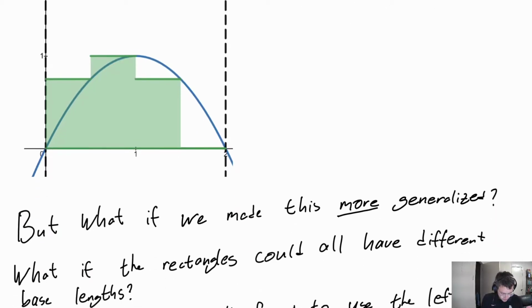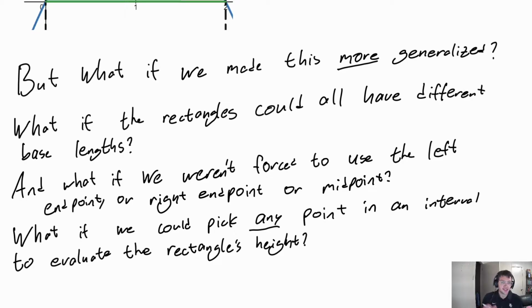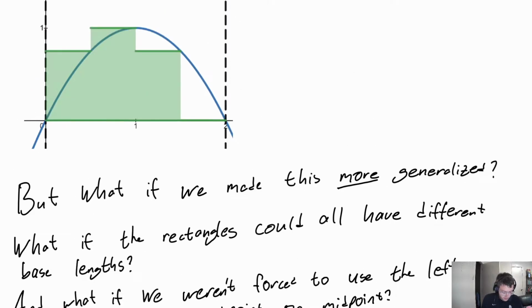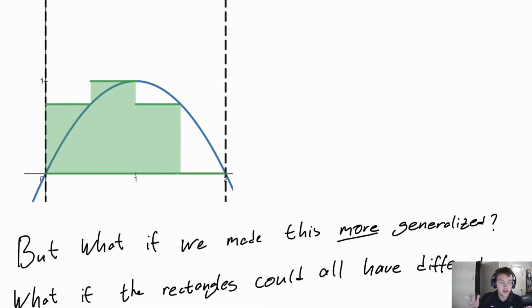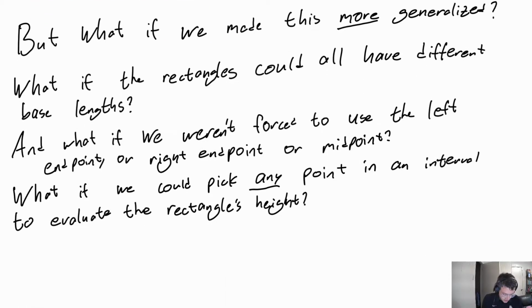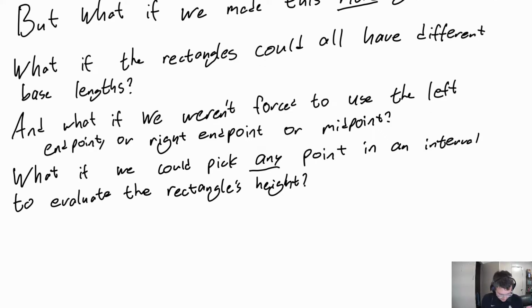In section 5.2, we're going to generalize this even more. Remember, each rectangle was an equal width. They were each 1 over n times the length of the interval. So in this case, since we have 4 rectangles, each rectangle would have a base that's exactly 1/4 the length of this interval that we care about. But what if the rectangles could have all different lengths? And what if we weren't forced to use the left endpoint, the right endpoint, or the midpoint? What if we could pick any point in the interval and evaluate the rectangle's height there? That's what 5.2 is about.